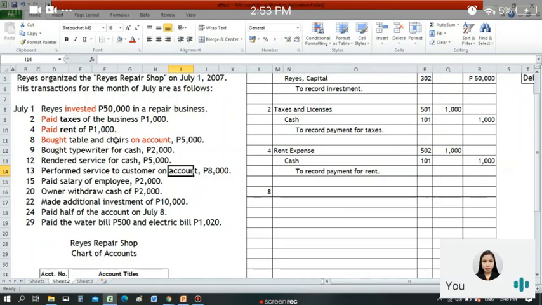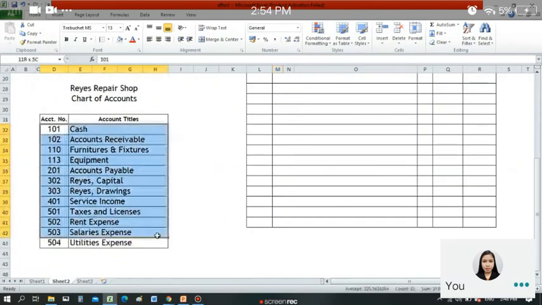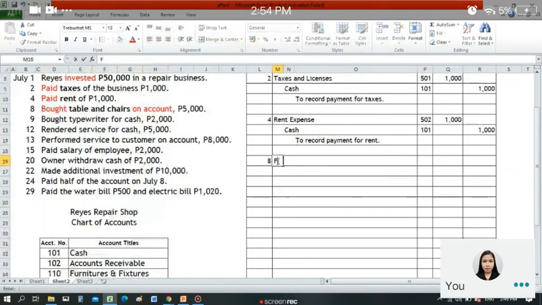At ano yung binili mo? That is a tables and chairs amounting to 5,000. So, what did you receive? O yung debit natin. Ano ba yung binili mo? That is table and chairs. And that table and chair is what account title? Furnitures and fixtures. So, we have furnitures and fixtures as your debit.